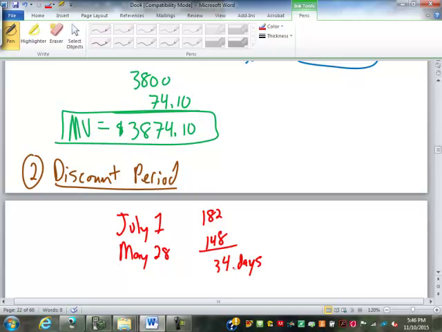Is that our discount period? No. That's how many days have gone by. The discount period is the number of days left. So it's our 90-day period of the loan minus 34 gives us 56 days left. That is the discount period.